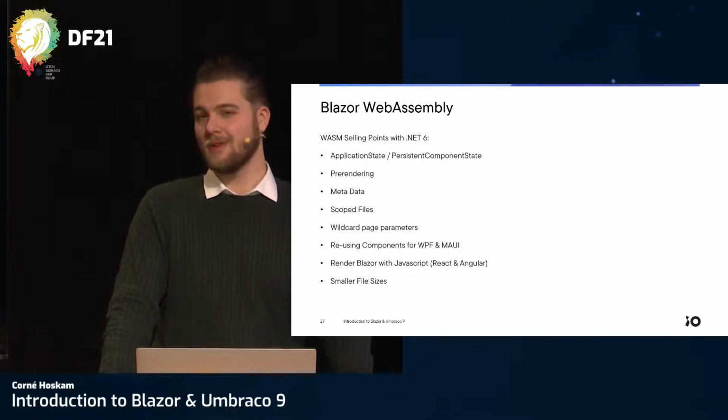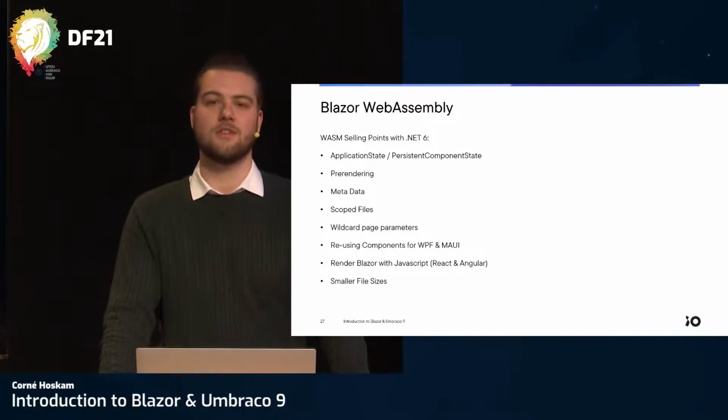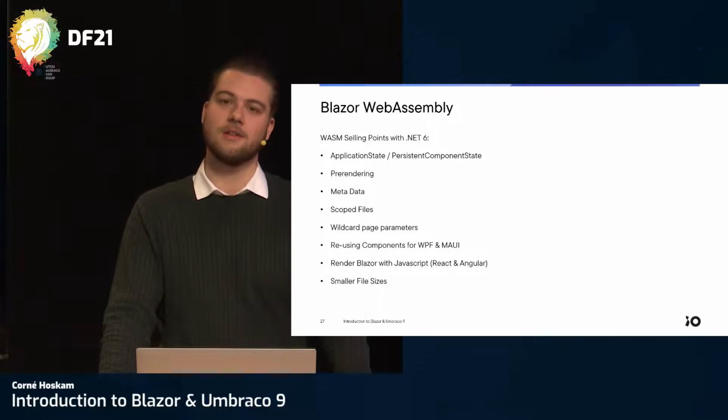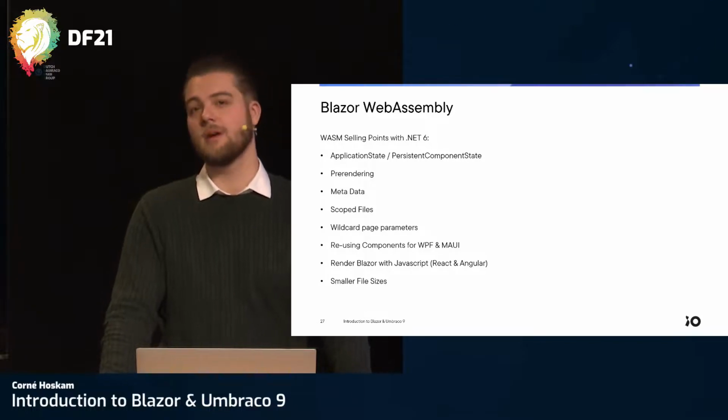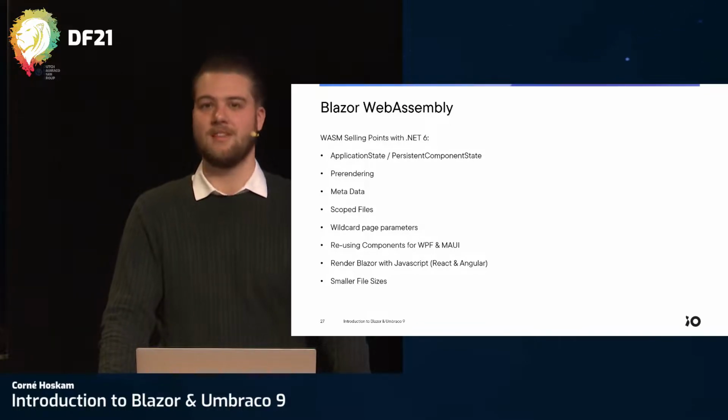And lastly, but not unimportantly, would be the smaller file sizes. Because using Blazor WebAssembly downloads our entire application by way of the DLLs that are required, it's good to know that the size gets reduced quite a lot with the upgrade from .NET 5 to .NET 6.